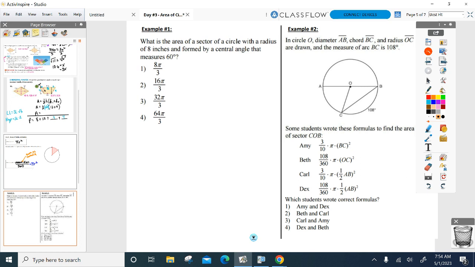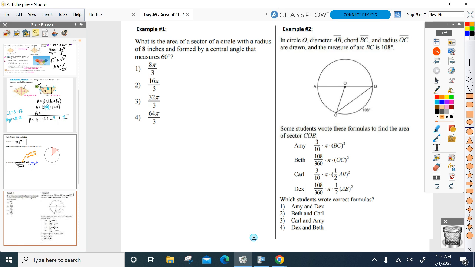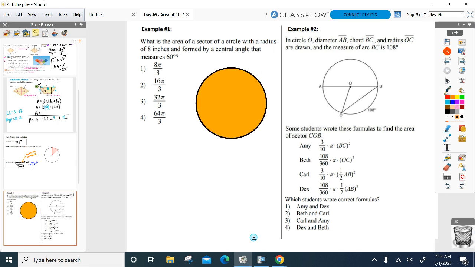So, a basic one right here. What's the area of a sector with a radius of 8 and formed by a central angle that measures 60? I'm not expecting diagrams at all, but I just want to make sure we get a visual because this is our first time with the sector. Central angle, remember what that is? The vertex is the center. There's 60 degrees. I've got a radius of 8. And what's the area of this sector?